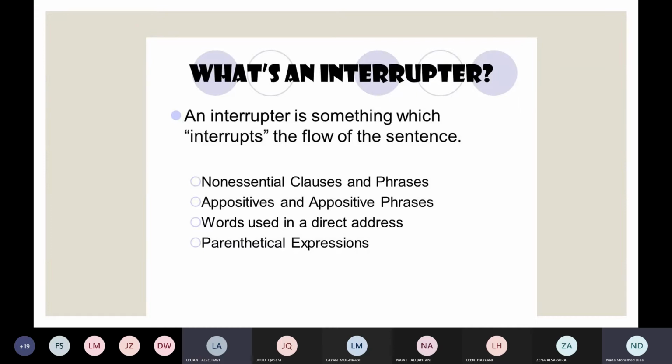Because the sentence should be what? Boxing has been around for several thousand years. Where is the interrupter, dear? Where is the interrupter? The words or the phrase that can be eliminated. Where is it?